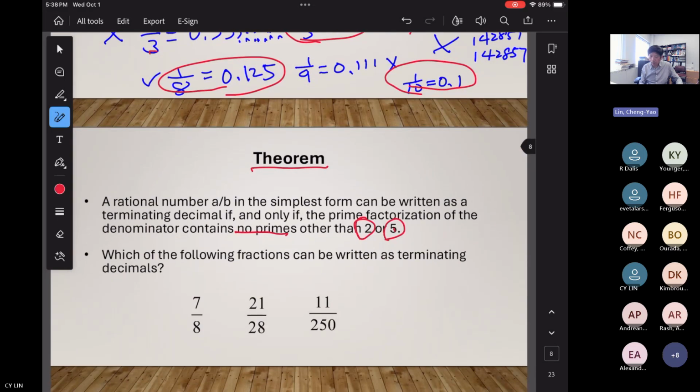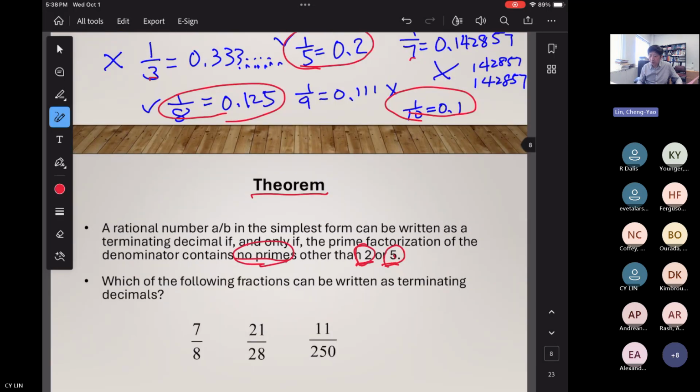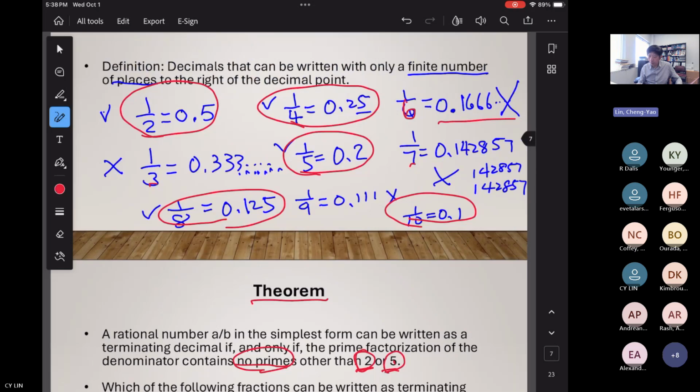A rational number a over b, in the simplest form, can be written as a terminating decimal if and only if the prime factorization of the denominator contains no prime other than 2 or 5. So look, if we have 2 or 5, or 10, which is 2 and 5, of course this is a terminating decimal, right?